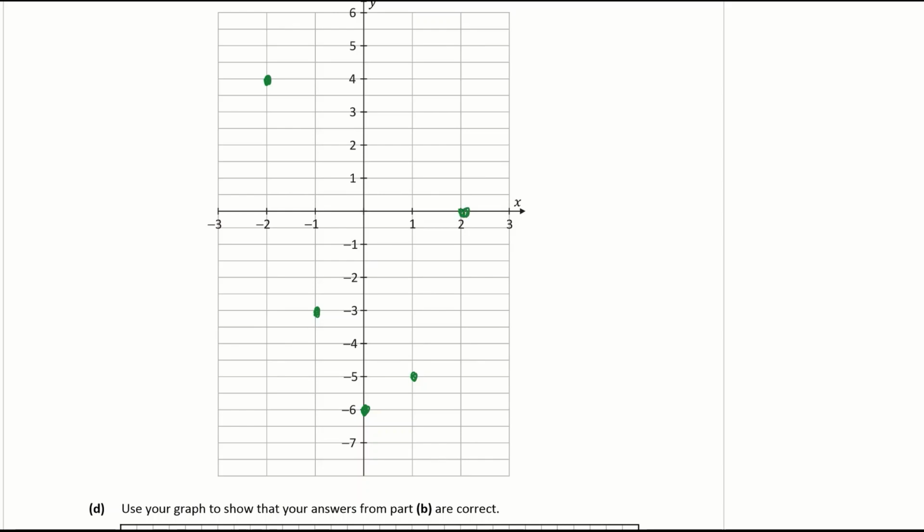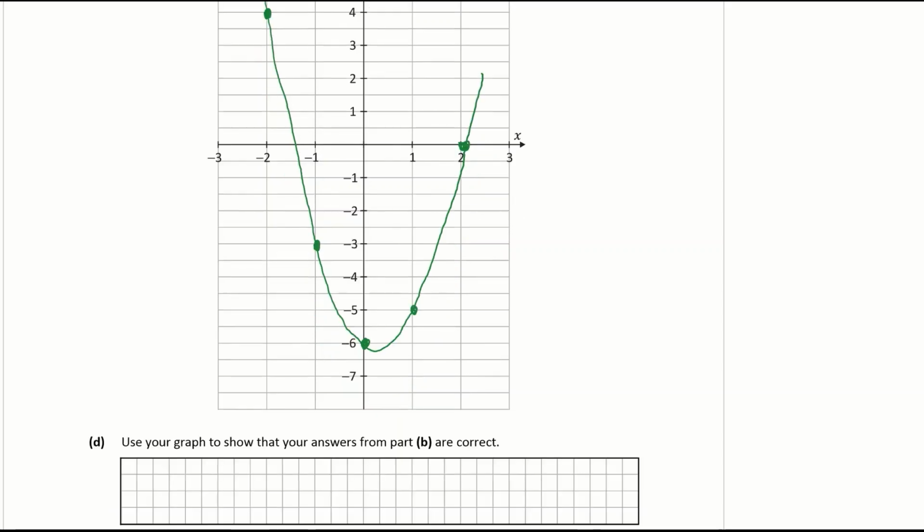I now need to sketch the function. It's a freehand curve. Don't use a ruler when you're sketching a quadratic. It would look something like that. So that's my quadratic equation sketched. And now looking at part D to that question, it's asking us to use the graph to show that your answers in part B are correct.